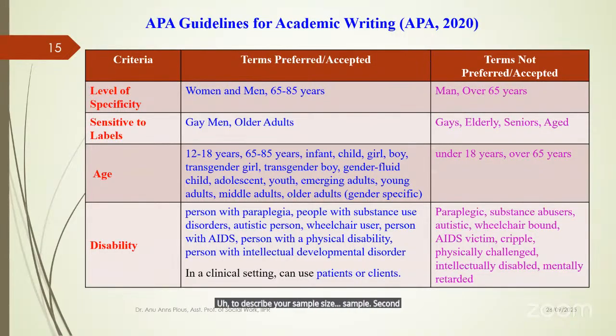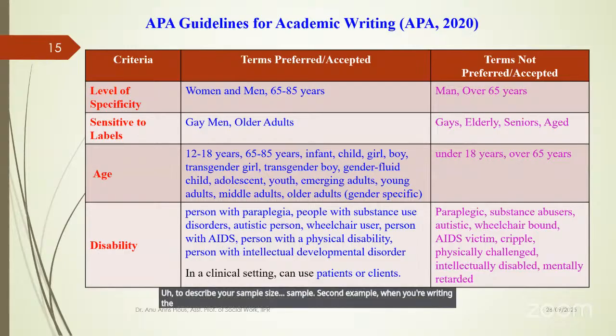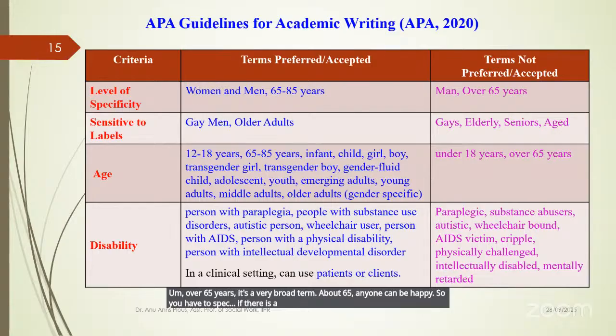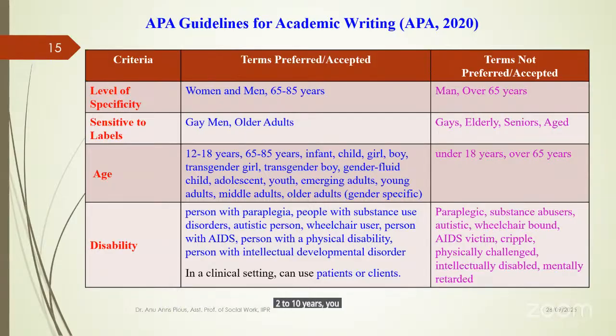Second example: when you are writing the age of the participants, you need to be very specific again. Over 65 years is a very broad term. Above 65, anyone can happen. So if there is a possibility, try to give a specific age range at maximum, such as 65 to 85 years or 65 to 80 years, or children who are aged between 2 to 10 years. You have to be very specific when describing your samples.